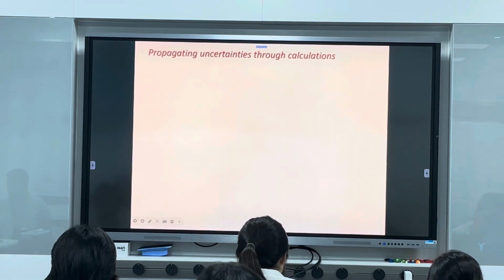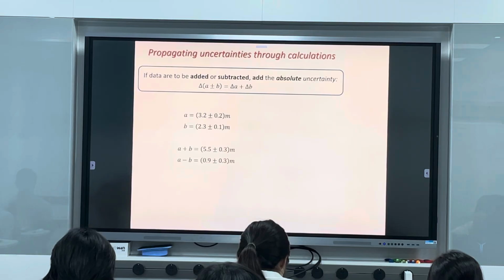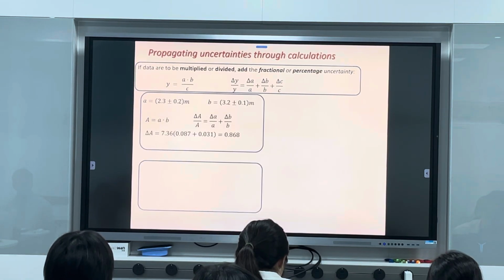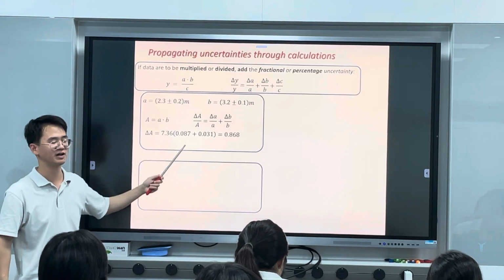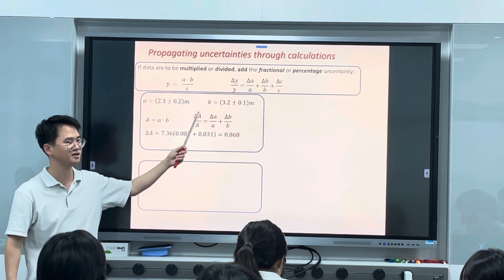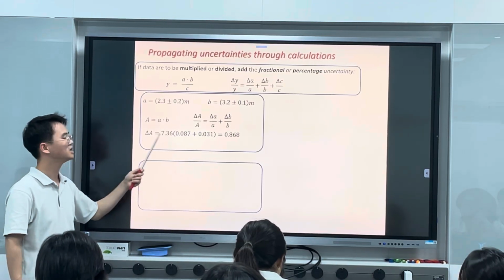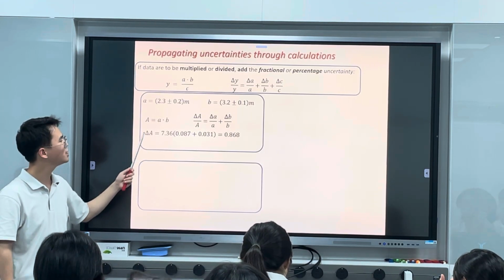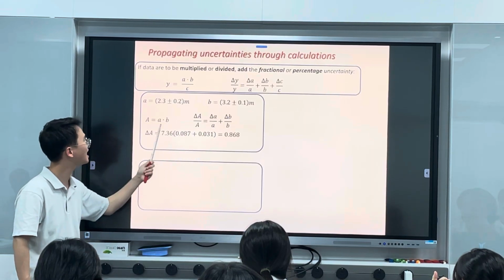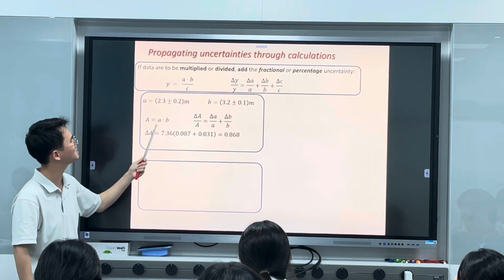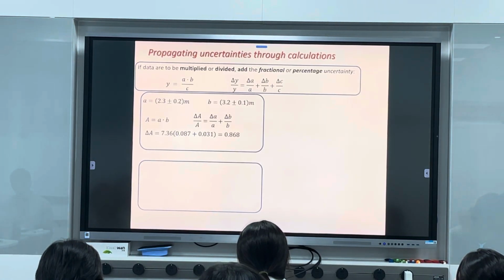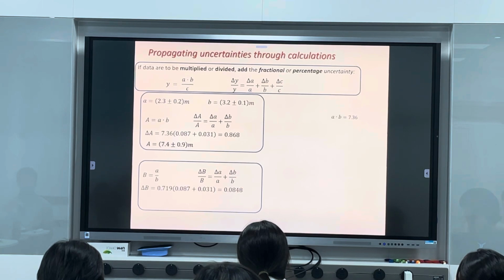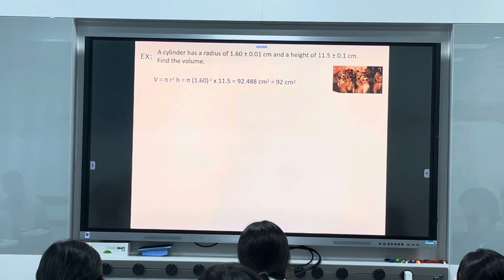Okay, so a quick review. Knowing that, you see, capital A equal to small a times small b, then the fractional uncertainty of capital A should equal each individual's fractional uncertainty added together. So the absolute uncertainty of A should equal the fractional uncertainty times A itself, which is A times B. Right? Okay. Same thing, so we're not going to spend too much time here. Same. Okay, but what about pi?